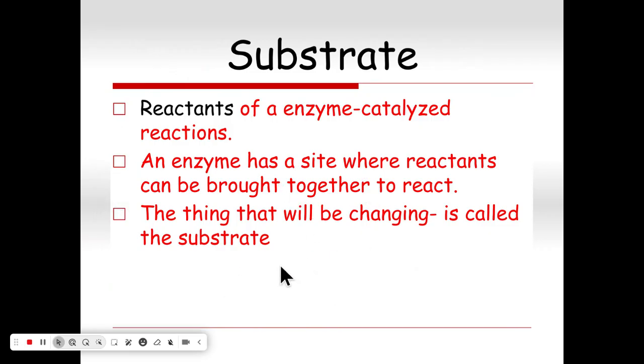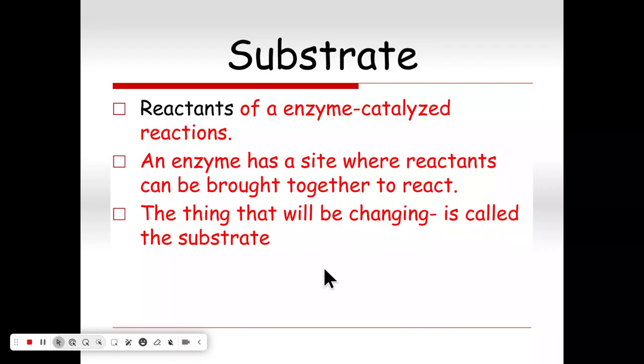Substrate. Now here's a brand new term. Because we have specialized items that speed up chemical reactions and slow down chemical reactions, we're learning a new term called substrate. An enzyme has a site where these reactants can be brought together to react. The thing that is changing is called the substrate.